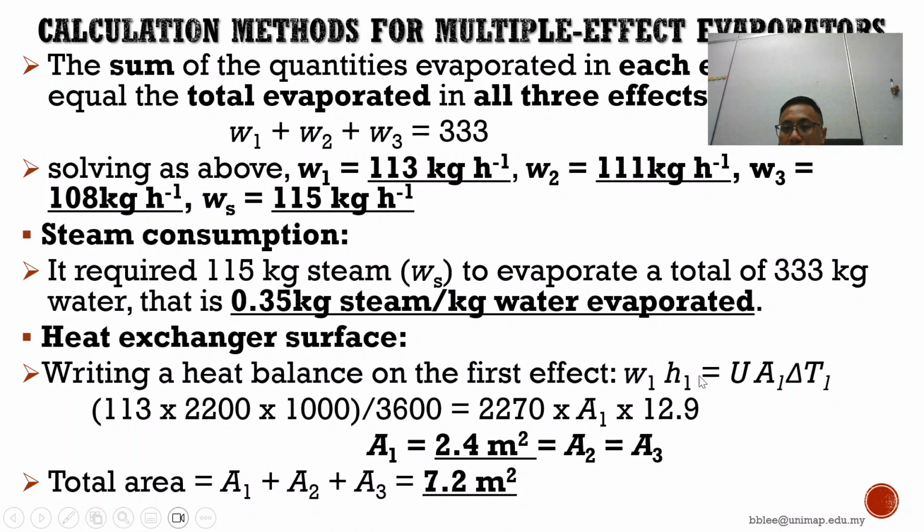So this is the U value we have, the A surface area, and the delta T we have for the first one. So we get the value of A equal to 2.4 meters square. Now, since at the beginning we said the surface areas are the same, the surface area of the second effect and third effect are also the same. So the total surface area is 7.2 meters square.